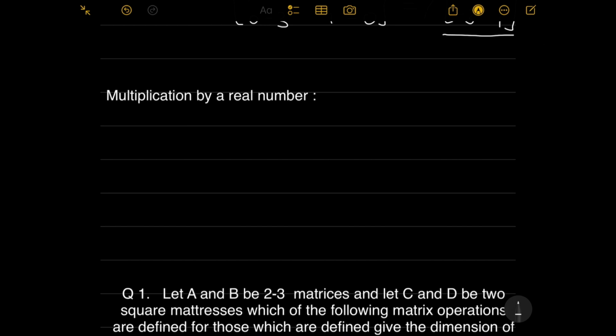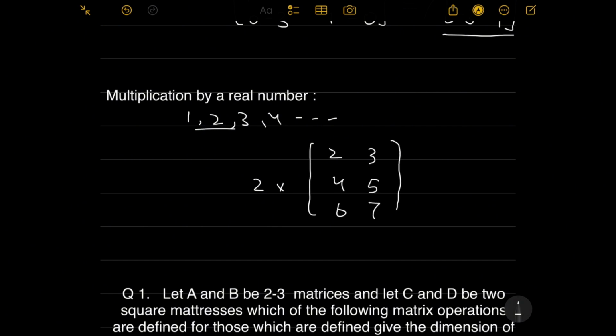Let's move on to the next concept, which is multiplication of a real number into a matrix. Real numbers are, for example, 1, 2, 3, 4, or any other number. If we multiply any of these real numbers by a matrix, that's very easy. That's simple multiplication. For example, 2 into the matrix 2 3 4 5 6 7.